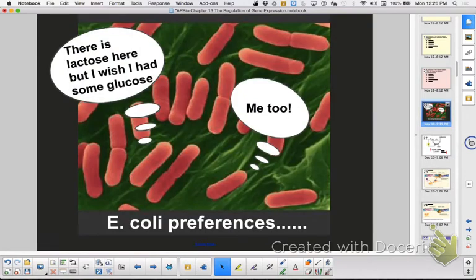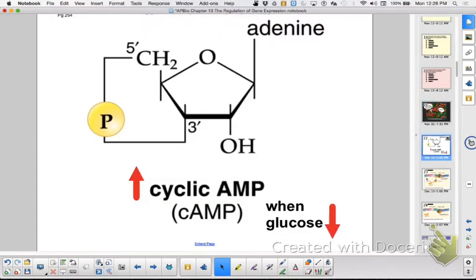We know that E. coli would rather have glucose rather than lactose. So when there's no glucose, you have an increase in cyclic AMP. Cyclic AMP, and we can remember CAMP, what word does that spell? And if you have a big camp, they're going to eat all the marshmallows. Yeah, all the marshmallows. Okay, all right. So cyclic AMP is generated when glucose levels are low.